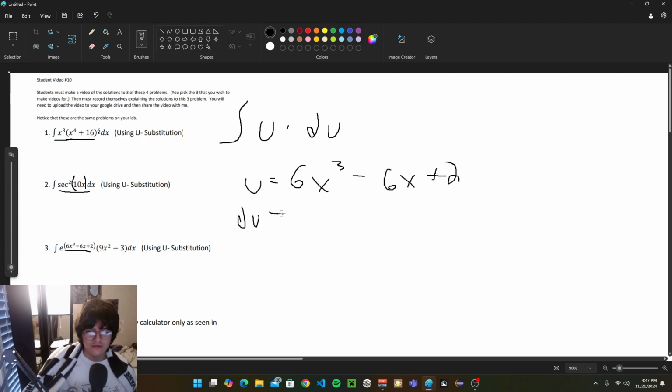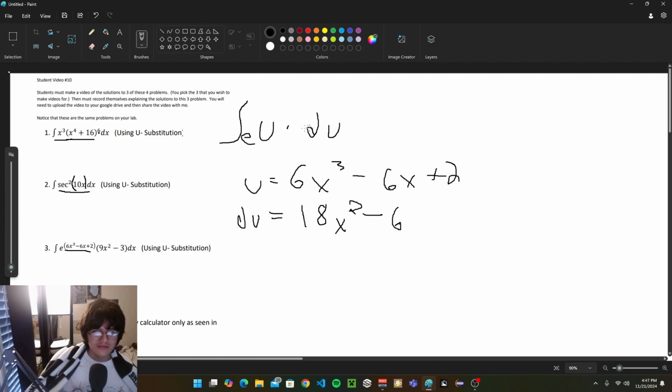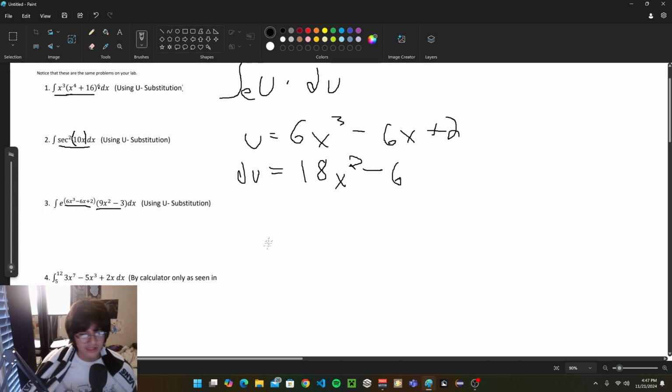Find our du, which would be 18x squared minus 6. So this is our u, and e to the power of u times du would essentially be e to the power of 6x cubed minus 6x plus 2, all being multiplied by 18x squared minus 6. But here it's 9x squared minus 3, so what we need to do is multiply it by 1/2.